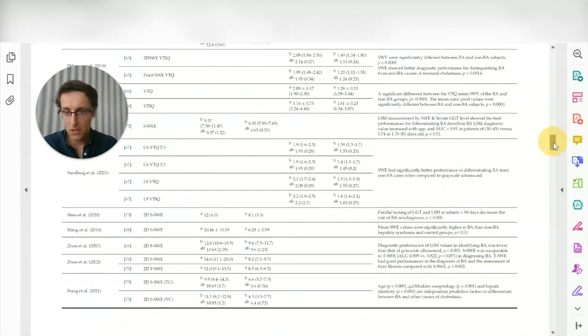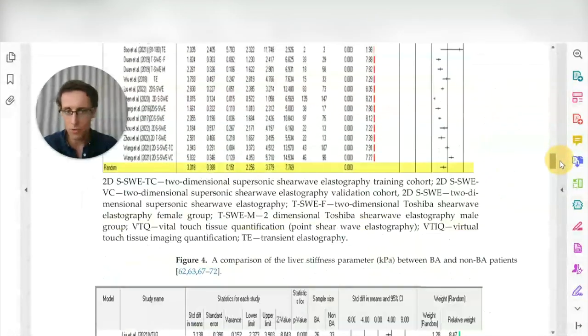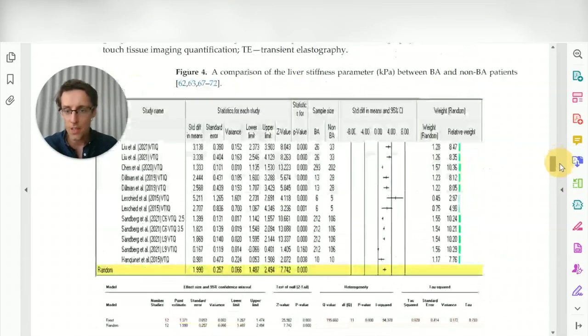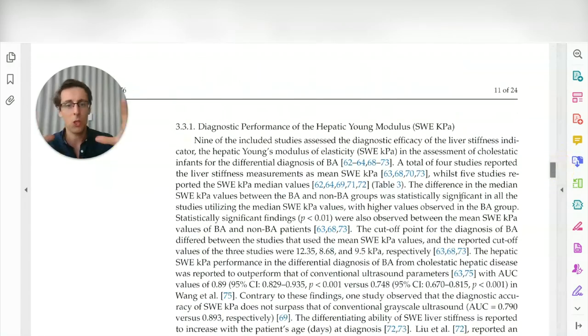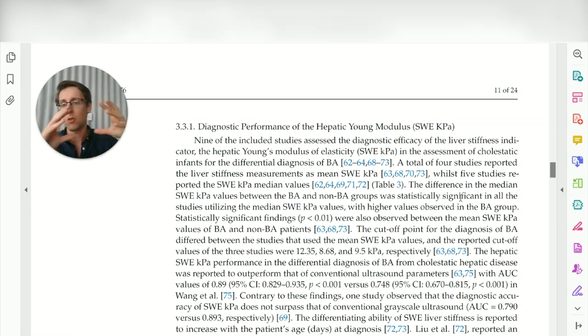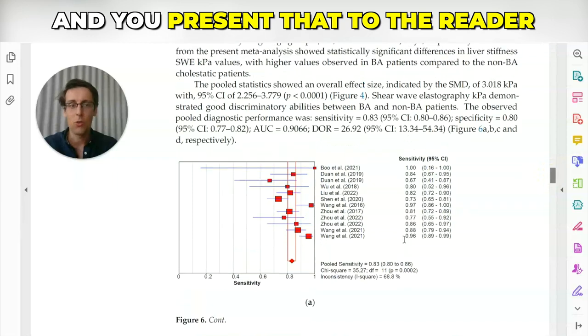Now, afterwards, we get into the nitty-gritty of the statistics, which I'll admit I don't understand much about, but nevertheless, you can see that in here, you've got lots of tables and numbers where you combine the data from the previous studies to basically reanalyze them statistically. So you put all the numbers from the previous studies and you reanalyze them statistically, okay? And you present that to the reader.